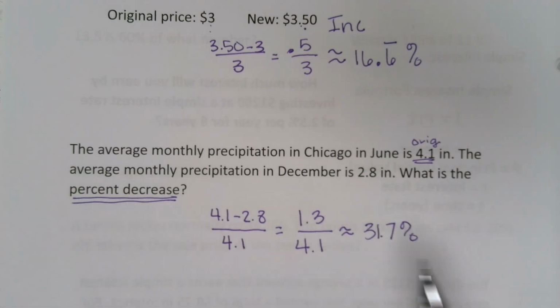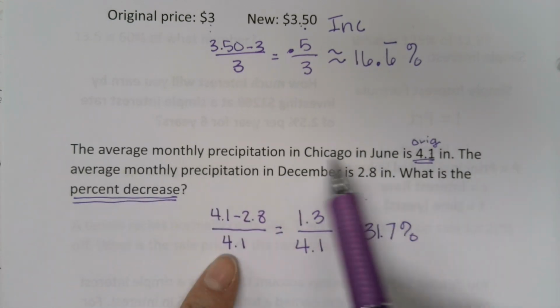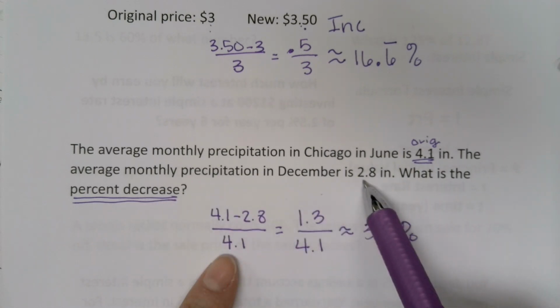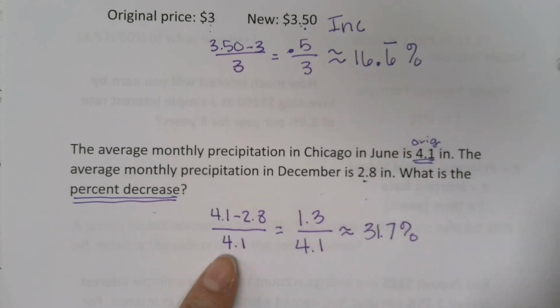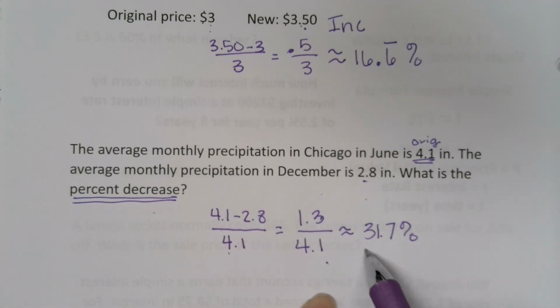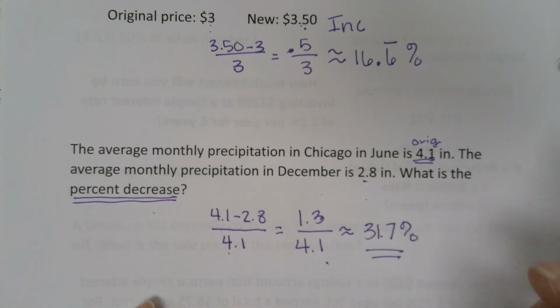So now we've got our change in precipitation. It says the average in Chicago in June is 4.1. The average in December is 2.8. What is the increase? How much is that? There's the change divided by the original. It's about a 31% increase. The higher that percent is, the more the change is, the more meaningful that change is.